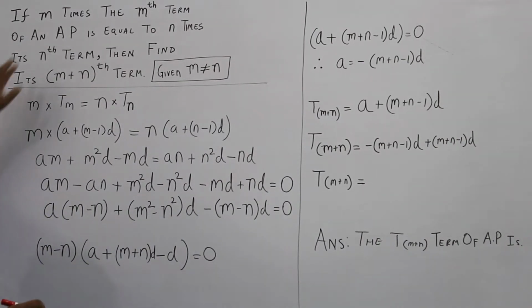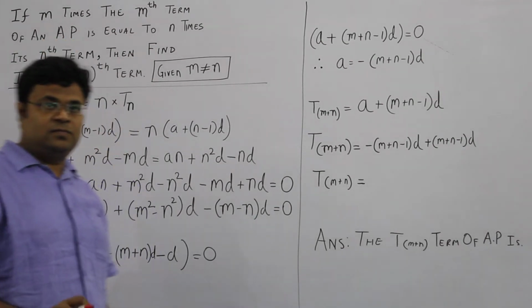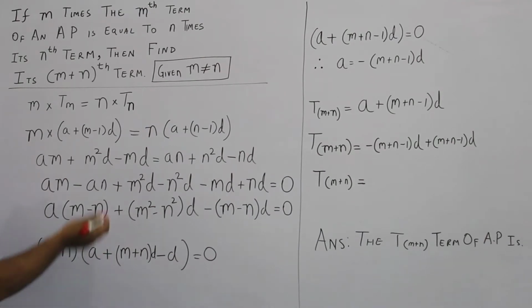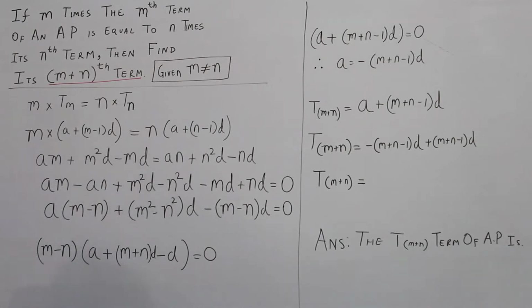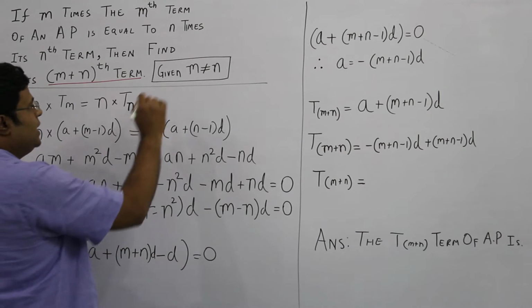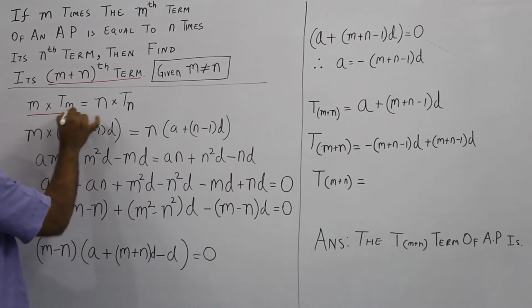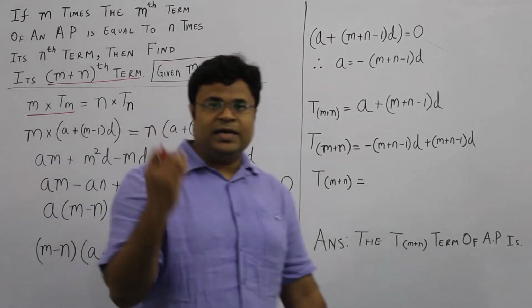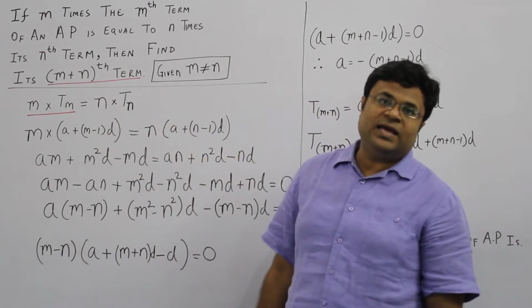So in this question, m times the mth term of an AP is equal to n times the nth term. We have to find the (m plus n)th term of the AP, and m is not equal to n. So first thing we start with: m times Tm is equal to n times Tn.